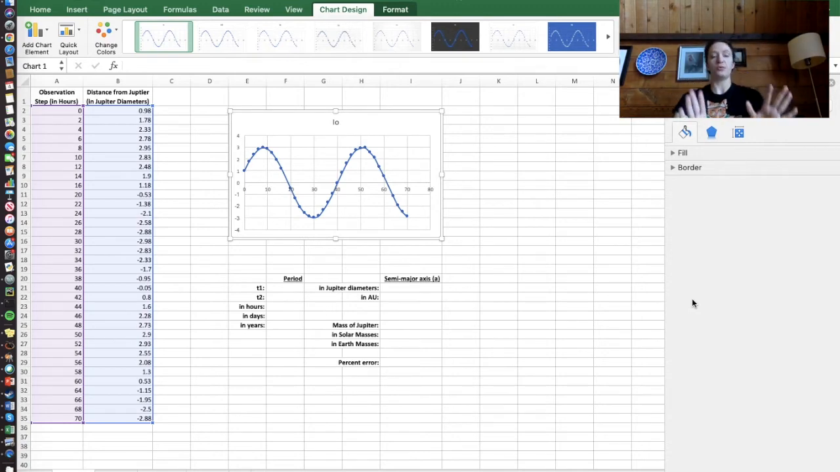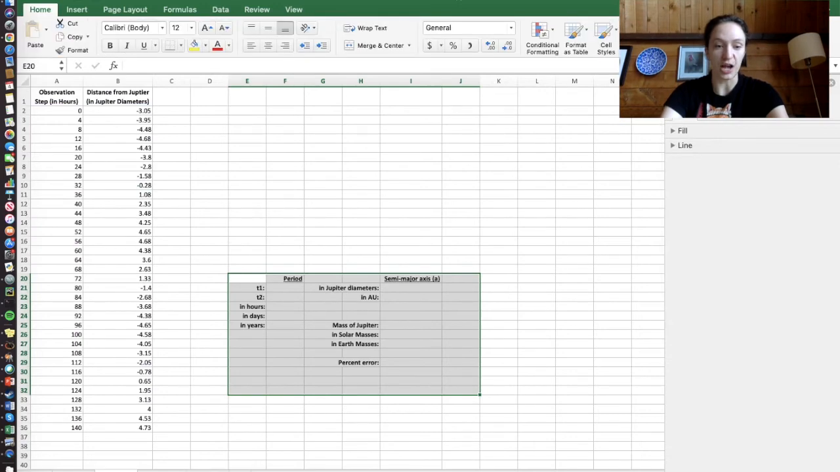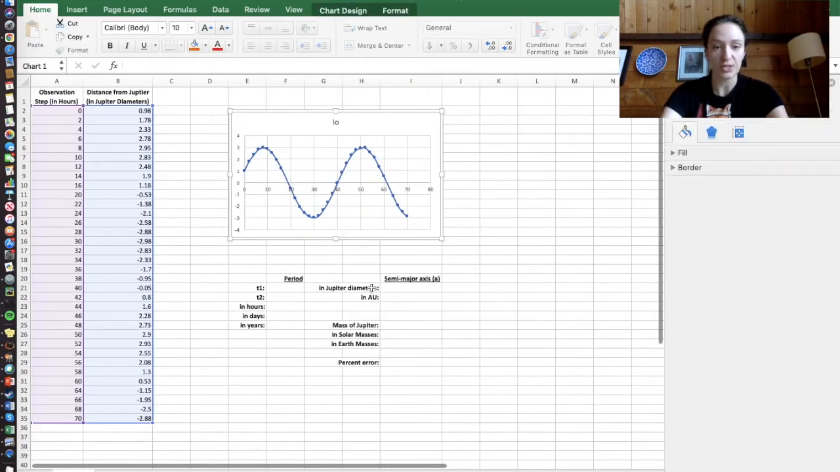Perfect. So this is what your plot should look like when it's all done. You can make it bigger or smaller, whatever you want to do. Get it out of the way of the text so that we can see everything without having to move anything. You want to make our lives as easy as possible because we have to grade all of this. So you're going to do this for all of these moons. I'm not going to do it for all of them. It's the exact same steps.